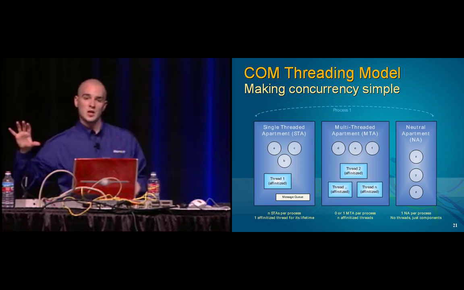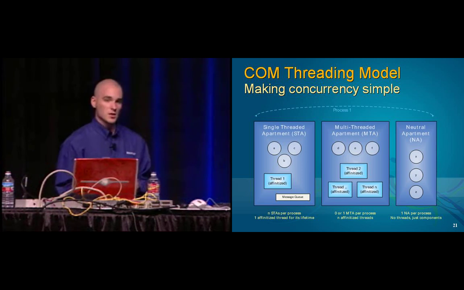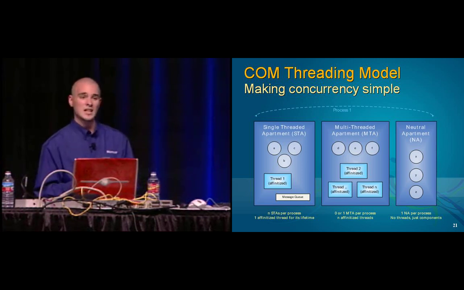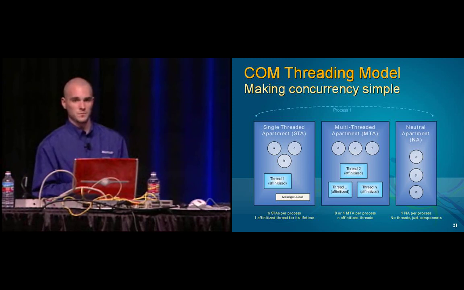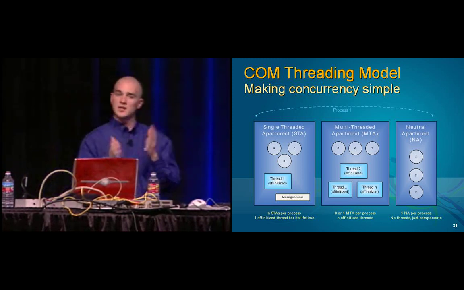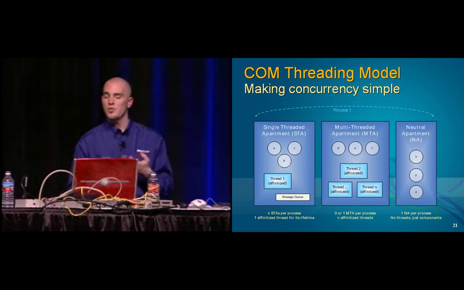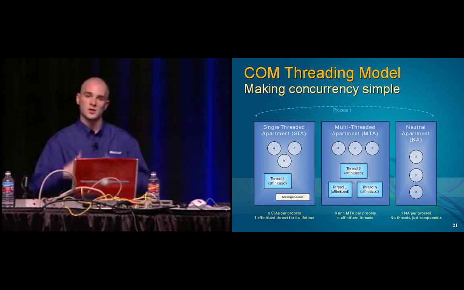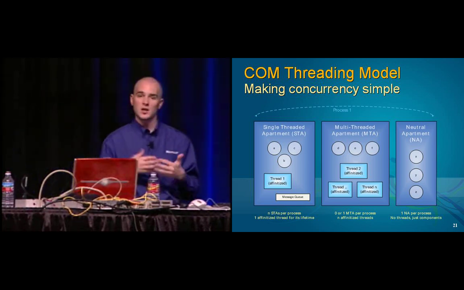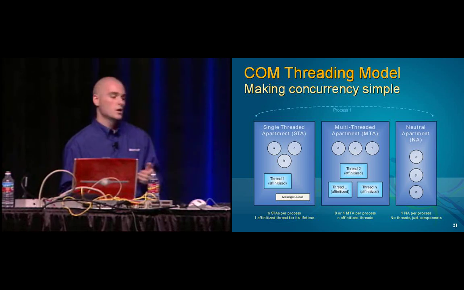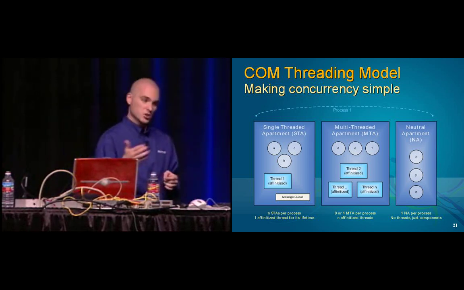Then you have the multi-threaded apartment, which is effectively free threading. There's either 0 or 1 in a process, and it can contain any number of threads. So these threads can be concurrently accessing objects within the apartment. And then there's this neutral apartment, where there's no threads inside of it. Any threads can call into the neutral apartment and access components without having to worry about transitioning, which I haven't mentioned yet.